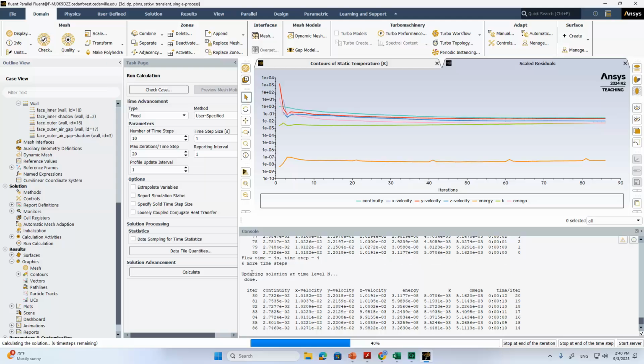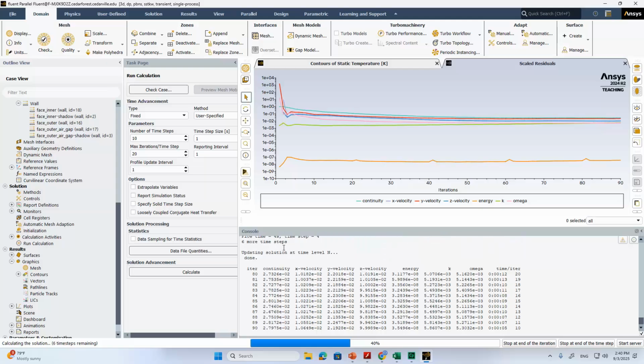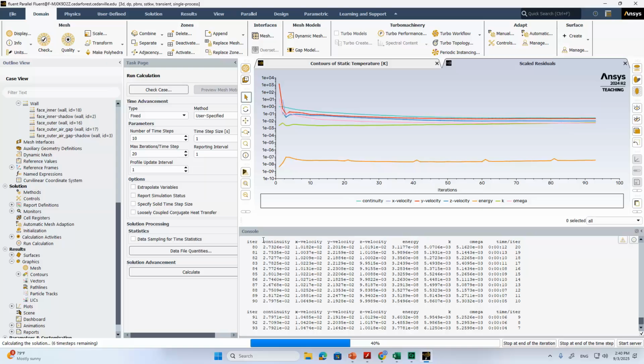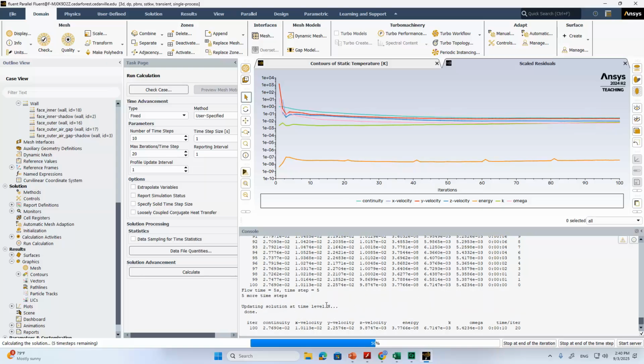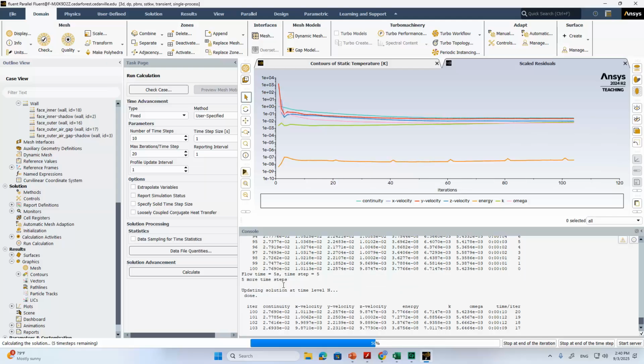Okay, it has already finished 4 time steps. Yeah, 6 to go. Okay, 5 steps to go.